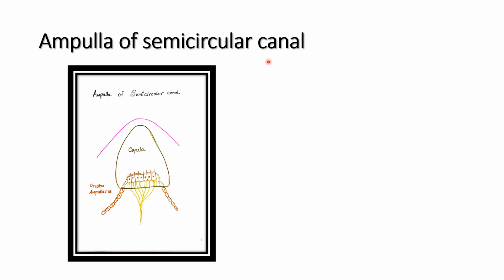Ampulla of the semicircular canal. The ampulla is the dilated part of the anterior, posterior, and lateral semicircular canal. It contains a sensory epithelium that is called the cupula. Cupula is the sensory epithelium.